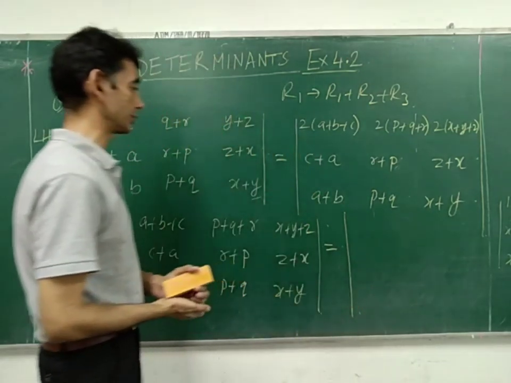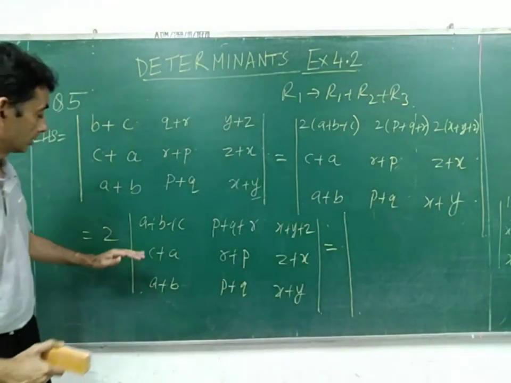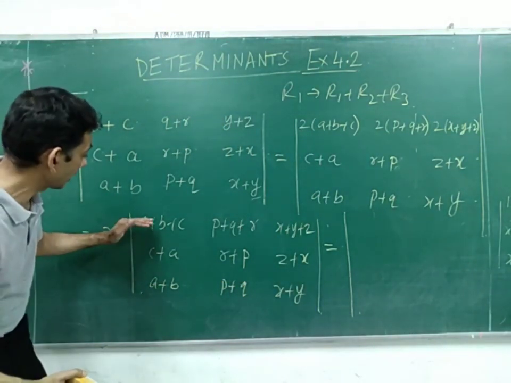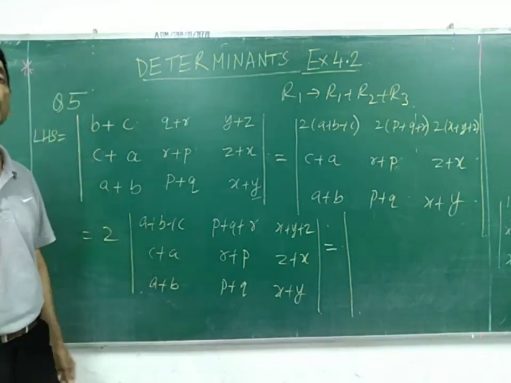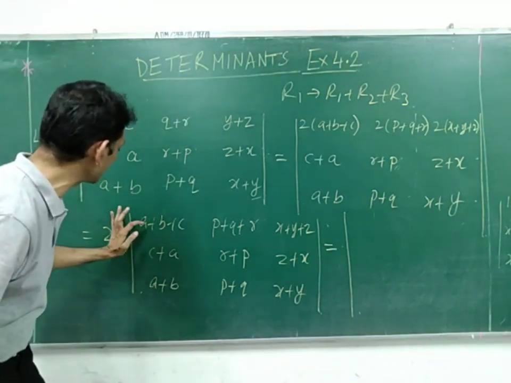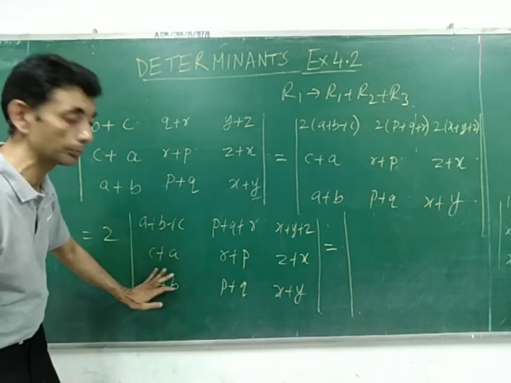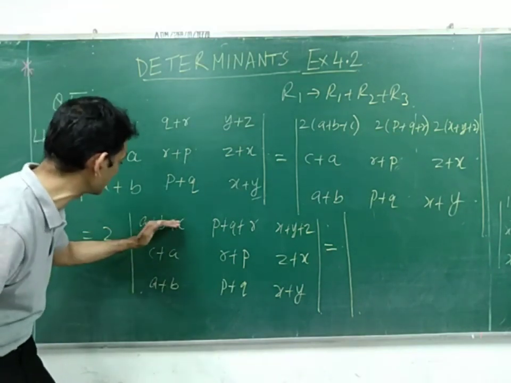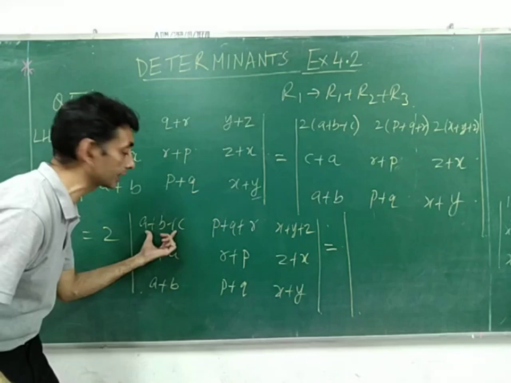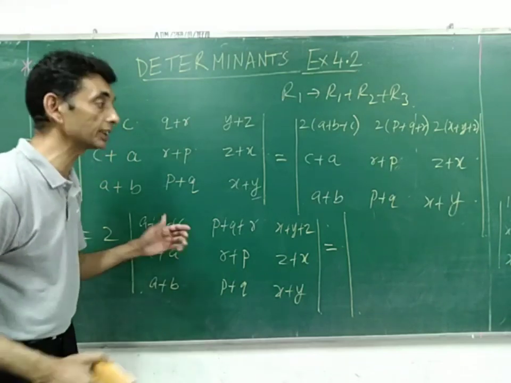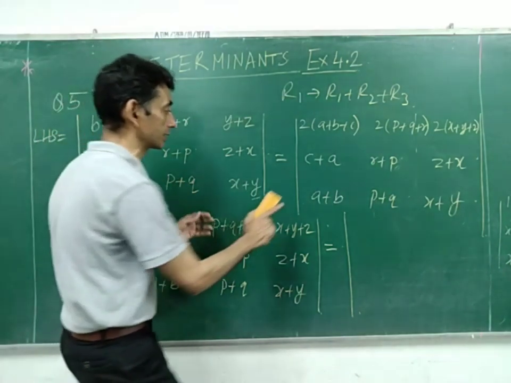The next step is that we'll change R1 by subtracting R3 from it. Why are we doing that? Because you have seen that here is A plus B plus C and here is A plus B. If we subtract A plus B from A plus B plus C, we'll get a single term, a monomial. We need that only. So I'm going to change this.